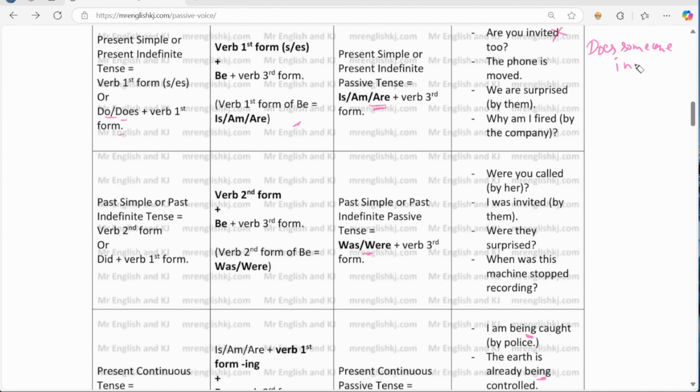Does someone invite? You is the object because it comes here. We know it's passive. So does someone invite you to? Because the subject and object of you is to, either way. So does someone invite you? I think it is easy for you to understand, right? Same way, the phone is moved, meaning to say someone moves. Okay, moves, simple present. If you don't know tenses, obviously you must learn tenses first. Otherwise, obviously it is difficult. Someone moves the phone. Phone is the receiver. We are surprised. What can we use here? Someone surprises us. Okay. Why am I fired? So why does someone fire me?